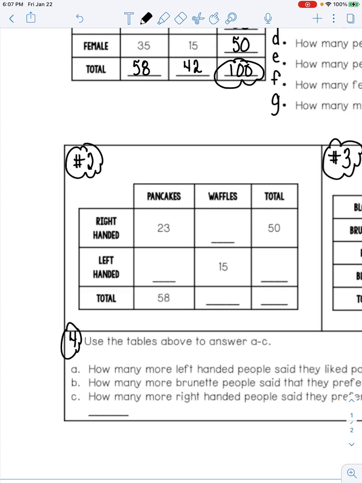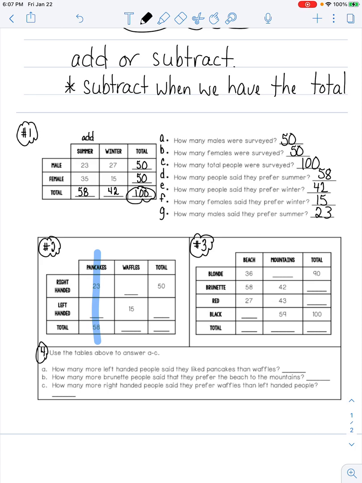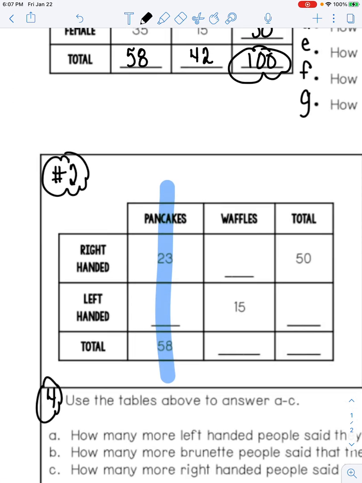Watch this. Look at pancakes. So look at the column with pancakes. They give us the total. You see that? And they give us one of the numbers. So remember up in the notes when I said subtract when we have the total? That's what I'm going to do. So 58, that's the total, minus 23, and that's going to give us 35. So that's how you find the missing pieces. So if you want the total, you add them up. If you have the total, you have to subtract.